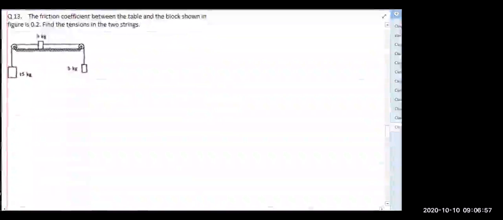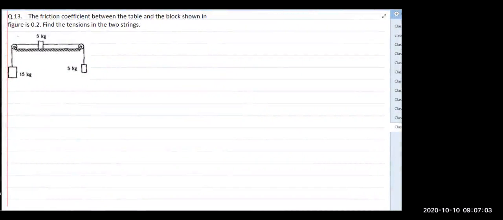Okay, so this is the question. The coefficient of friction between the table and the block shown is 0.2. So here the coefficient of friction is 0.2 at this surface, and the rest of the two blocks are hanging. Find the tension in the two strings. So how do we find the tension in the two strings?